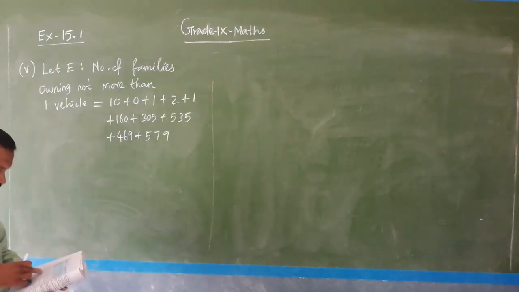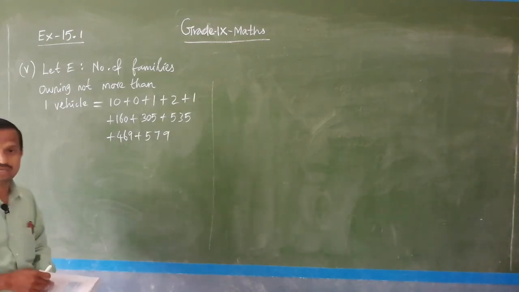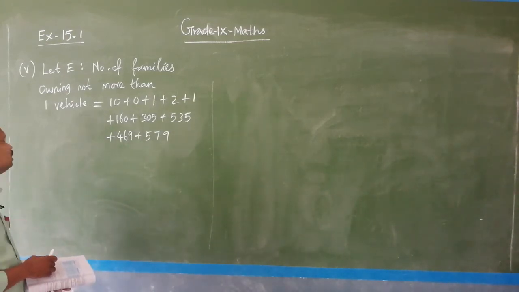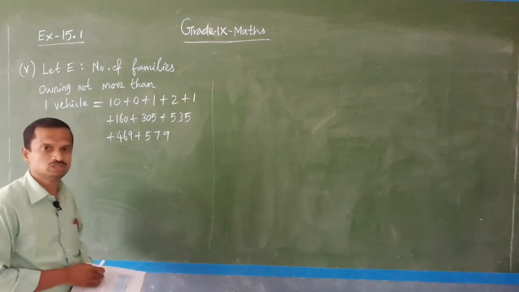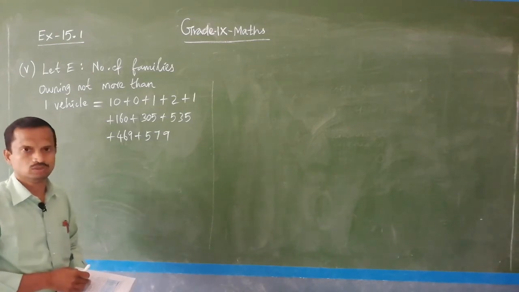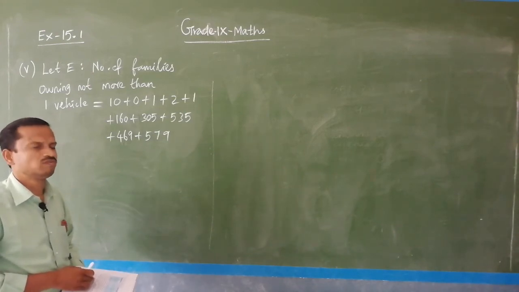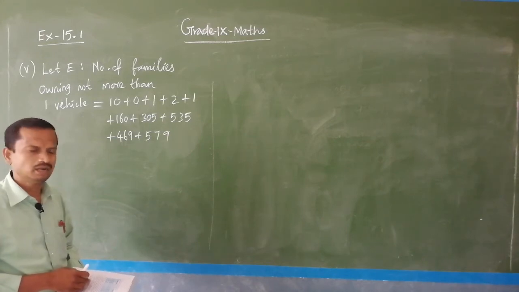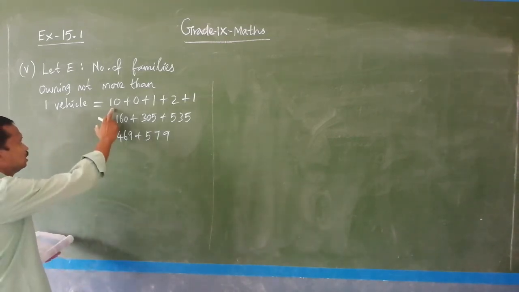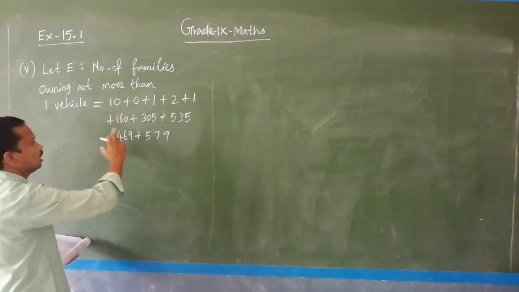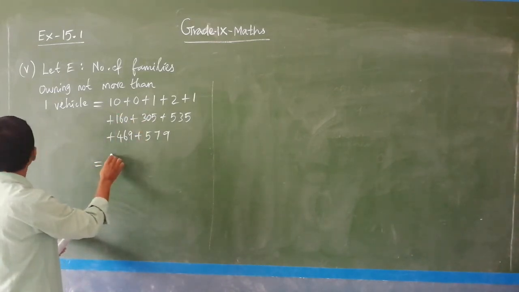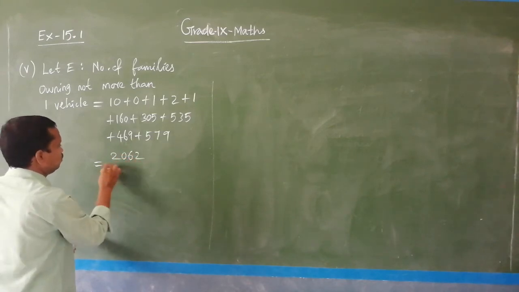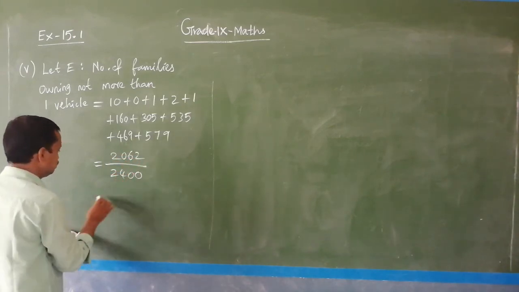So, now option 5, you have to consider this as event E. So, it is given number of families owning not more than 1 vehicle. Not more than 1 means you have to consider 0 and 1. Okay, that is not more than 1. So, number of families having 0 vehicle and number of families having 1 vehicle, you have to sum up. So, from the table, the first 2 columns you have to add. So, if you add this, you will get 2062 by 2400.